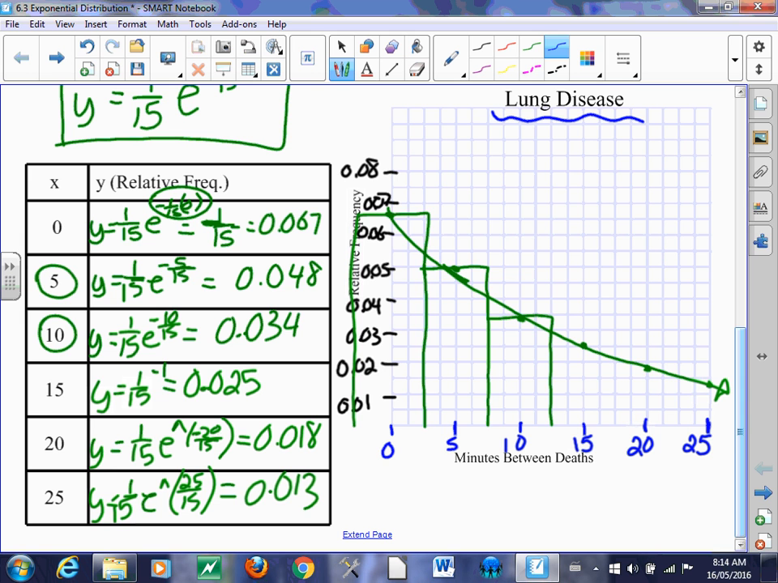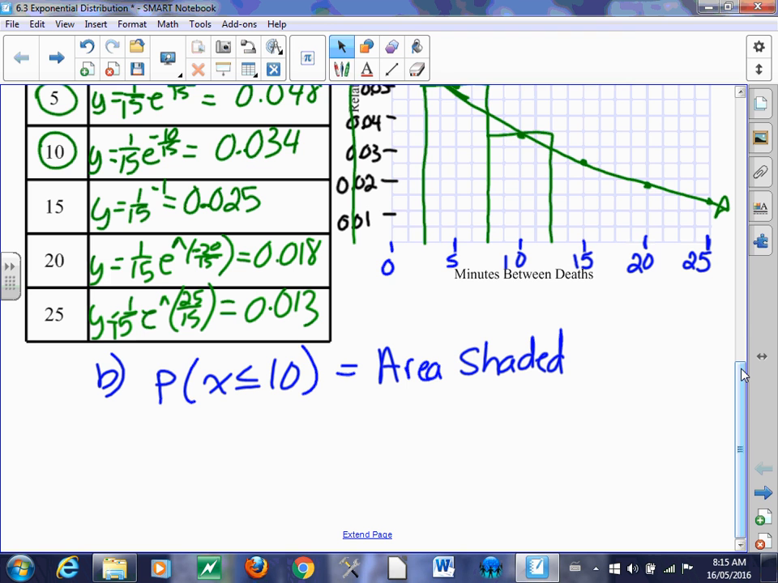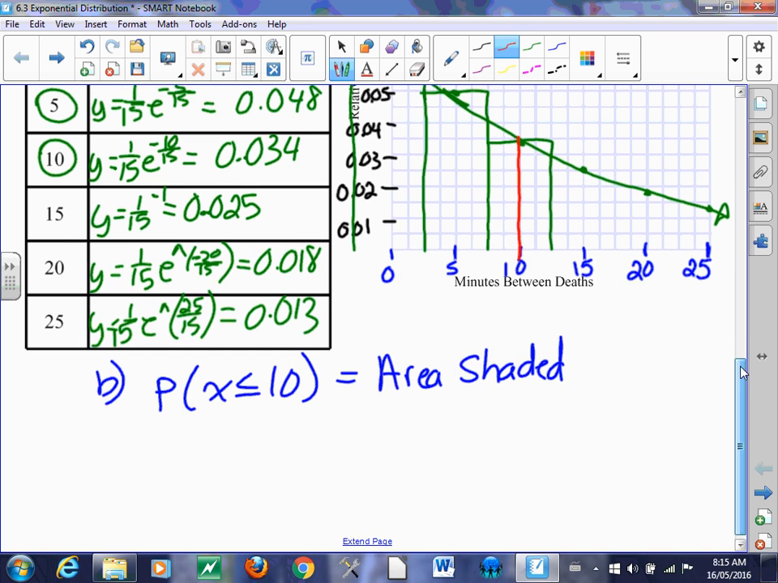Got a title there. Okay, now we're going to answer question B, which for those who forgot, is the probability that someone in Canada dies from lung disease in the next 10 minutes. So proper communication is probability where x is less than or equal to 10 minutes, equals, again, the area shaded. And that's what we're learning this unit. So we need to find out less than 10 minutes. If we look at 10 minutes, we've got this and anything to the left of that.